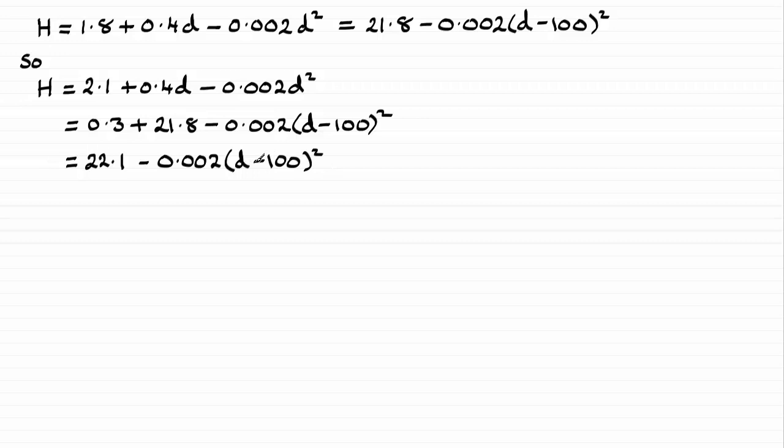That maximum height is going to be when this term here goes to zero. That's when D is equal to 100. So if we just put that in, we can see the maximum height occurs when D equals 100. It will make this term here zero. So therefore, the maximum height's got to be 22.1.